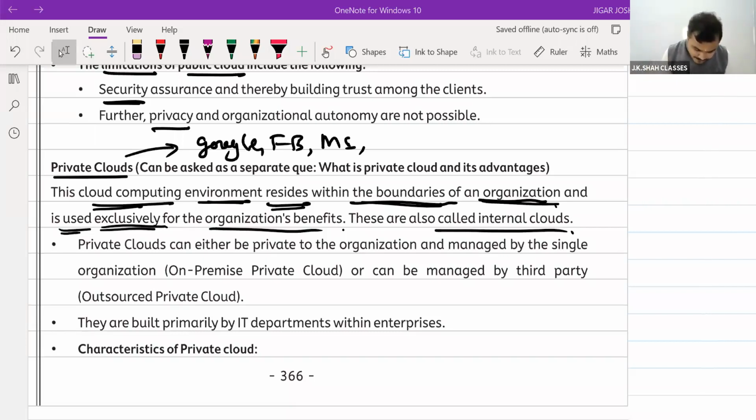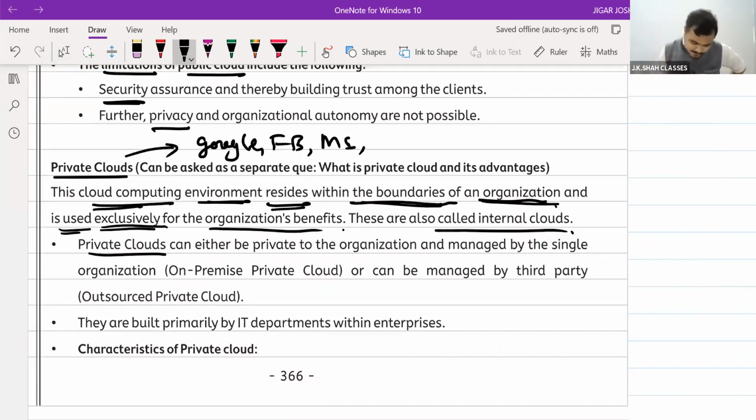Private cloud can be managed by two people. One, by me itself. And second, I can give it to some third party to manage. Suppose it is your private car. Can you drive your own car everywhere? Or can you keep a driver also? But in both cases, it will remain your car only, no?